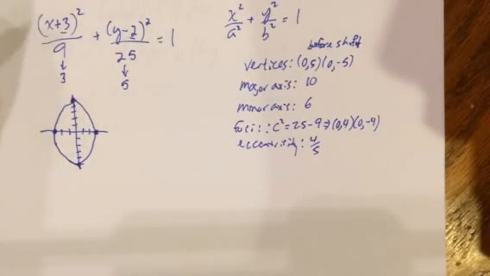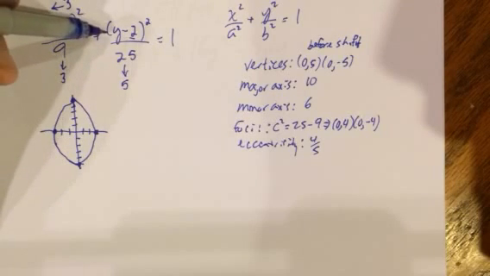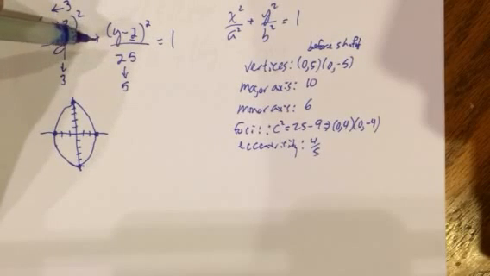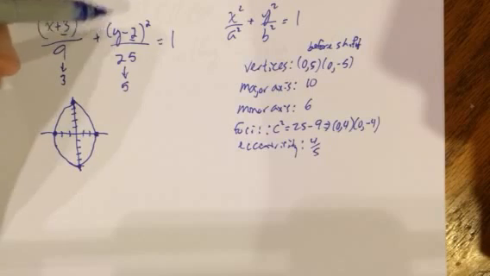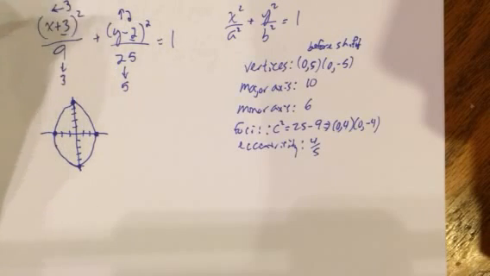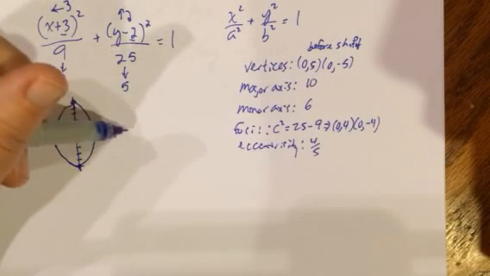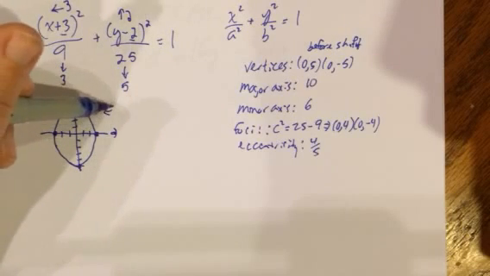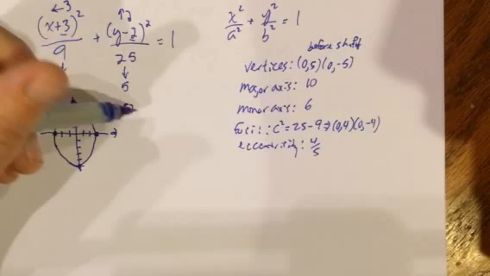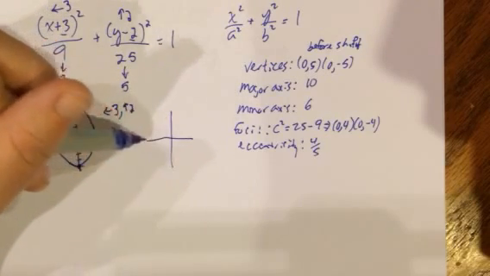Okay. Now I need to shift this, and we know what happens if we add stuff inside an x being squared. It moves the opposite way, so it's going to move left 3. Same thing happens if we add stuff inside a y being squared. Usually when we add stuff to the y, we add it outside the function. But this -2 is inside the function, so it's going to go the opposite way, so I'm going to move it up 2. So I'm going to take each of my points and move them left 3, up 2.